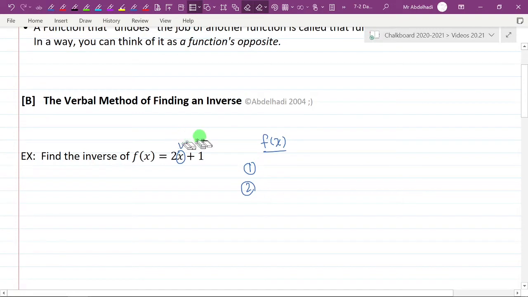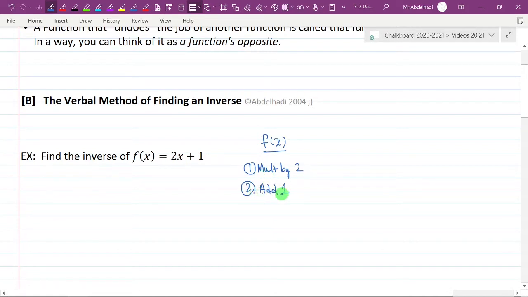Now, in case you're not sure which one happens first, think about PEMDAS. Parentheses, exponent, multiply, divide, add, subtract. Multiplying comes before adding in PEMDAS. See, multiplying comes before adding. So we're going to multiply first, then add. So for this function f of x, you locate the x and you say, what's happening to it? Well, the first thing is you're multiplying by 2. Mult by 2. The second thing you're doing is you're adding 1. Add 1.